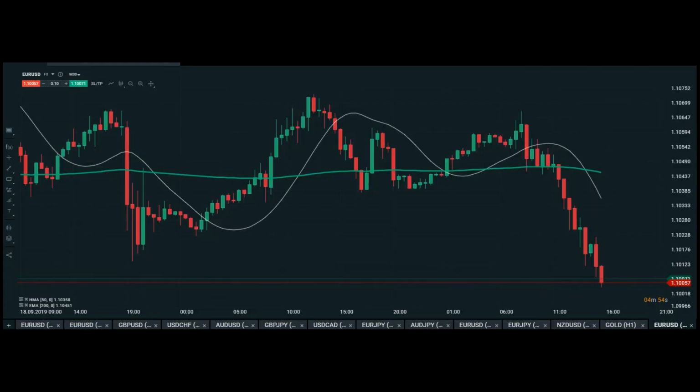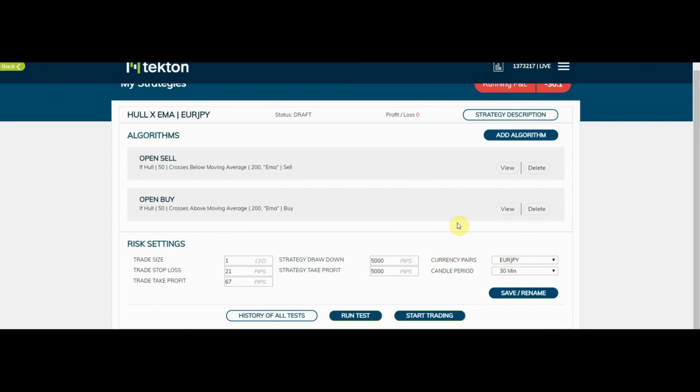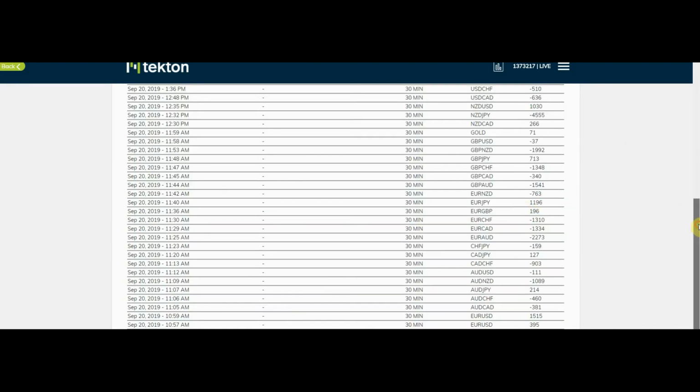So in essence, what we're looking at there is that there and that there. When these cross, we're going to be selling to the downside, and when they go up, we're going to be buying to the upside. So we've back tested this already, so I'm not going to back test this in front of you. I'm going to show you some of the results. Okay, so the history of all the tests. So this is the history here.